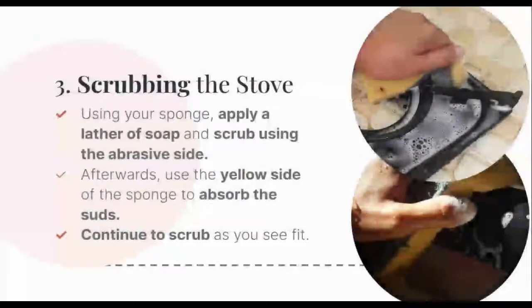So now after the disassembly, you will proceed to step 3, scrubbing the stove. So using your sponge, apply a lather of soap and scrub using the abrasive side. So that green side that you have on your sponge, use that to remove the tougher residue. Afterwards, use the yellow side of the sponge to absorb the suds. So this is what you will use to remove any of the grit still remaining on these parts. And then you would continue to scrub as you see fit. Again, it's entirely up to you how much you want to scrub, as long as you do it thoroughly and cautiously.